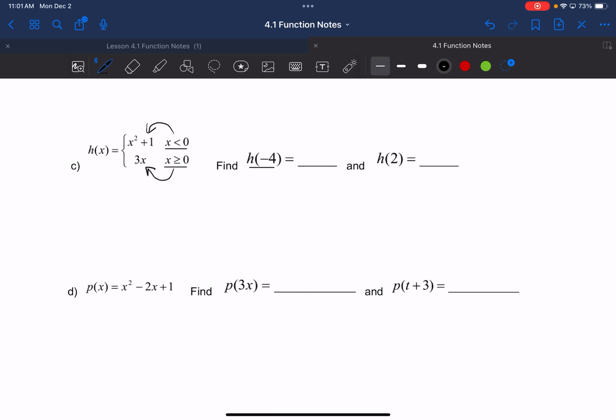Okay? So this is supposed to be the letter x, right? Okay, so would that mean I'm looking at the top rule or the bottom rule? The top rule, okay. So that would be negative 4 squared plus 1, right? And what is that going to simplify to?